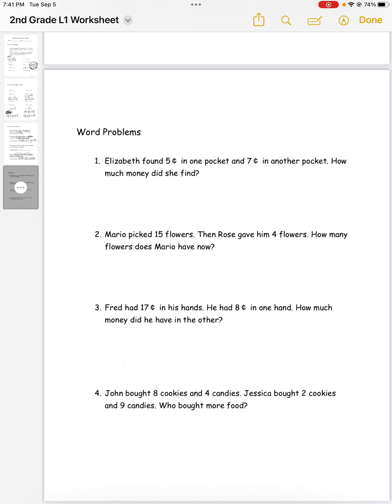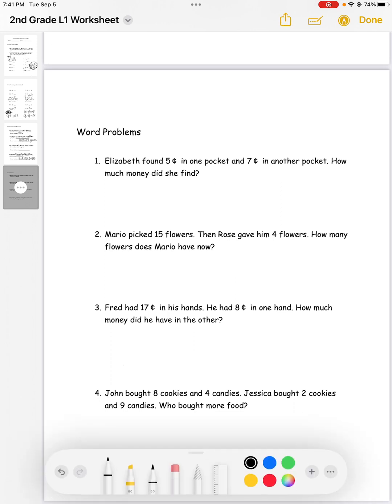Now the last page, number 4, word problems. Let's do number 2. Mario picked 15 flowers. Then Rose gave him 4 flowers. How many flowers does Mario have now? They want to know the total number of flowers that Mario has. We're just going to underline the key things.